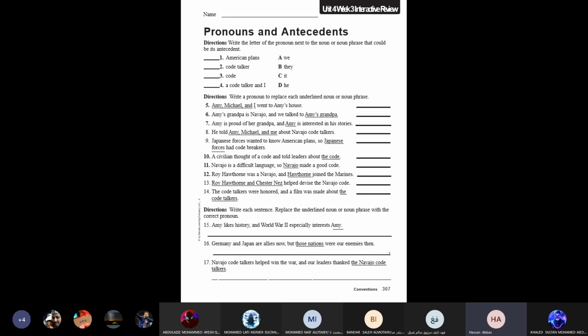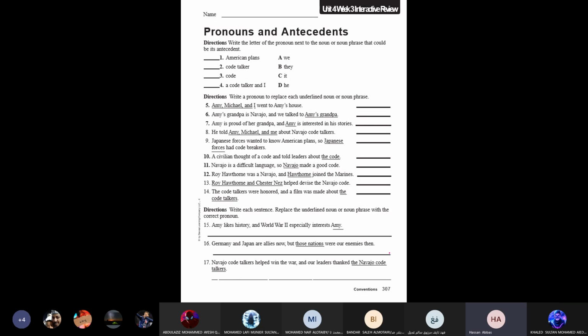What's the object of she? Her. What's the object of it? It. Same. What's the object of I? Me. What's the object of they? Them. Understand? So like that.